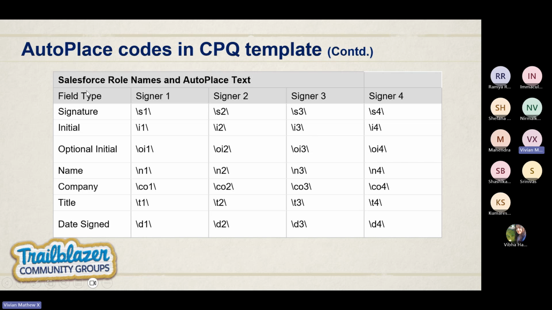So these are some predefined tags. You can also add some custom tags in your DocuSign CPQ. We'll be covering that in the demo.